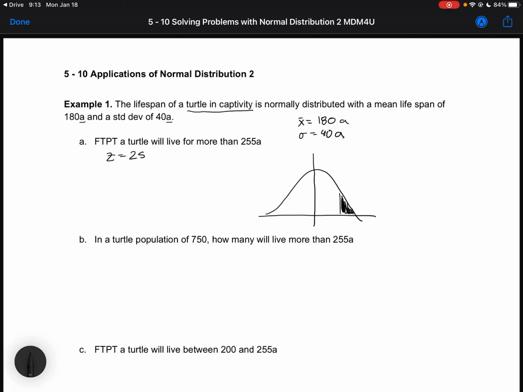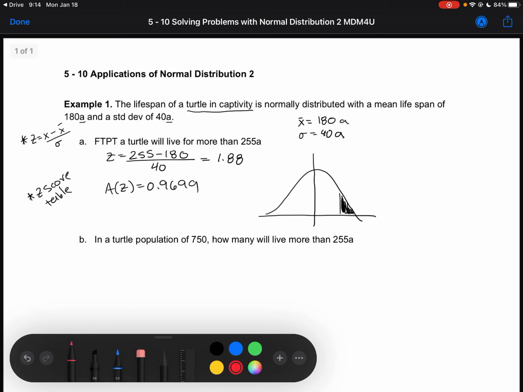Next, I'm going to find the z-score for that value. So 255 minus 180 over 40. Again, I'm using the equation x minus x bar over sigma. And this is going to give me a z-score of about 1.88. Using my z-score table, I'm going to find that the area under the curve for that z-score is 0.9699.